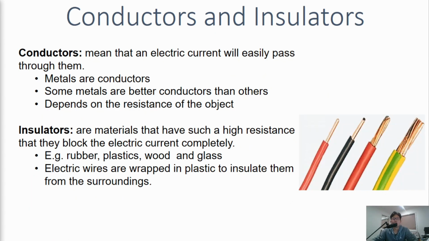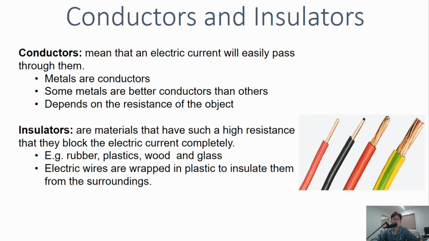Alright, we're almost done now. We're on our final slide. We just need to learn about what conductors and insulators are, as they are also a key component of electrical current. Conductors mean that an electric current will easily pass through them. Metals are conductors, and some metals are better conductors than others. And this all depends on the resistance of the object, and this is a key thing to keep in mind.